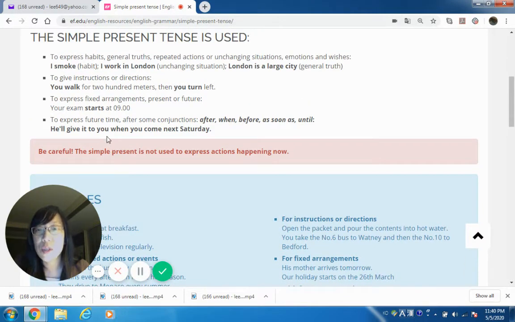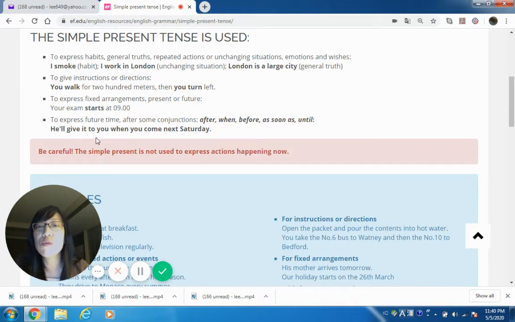He'll give it to you when you come next Saturday. Now, the first sentence, well, it's not really two sentences. This is just one sentence, and it's connected with a conjunction, when. So you will have to say, he will give it to you. That's a future. When you come next Saturday.